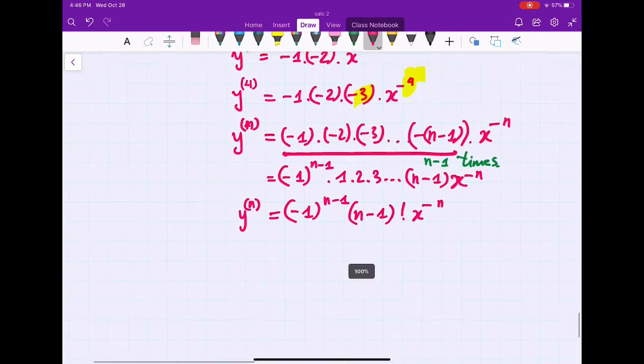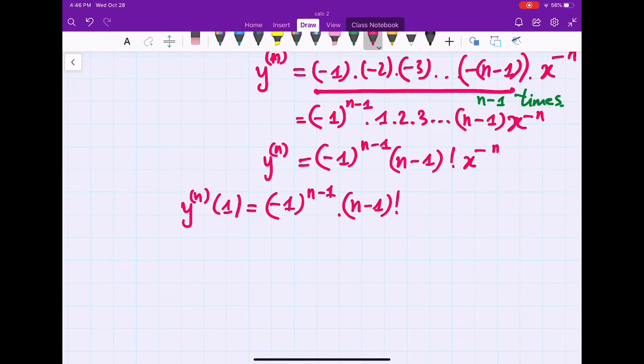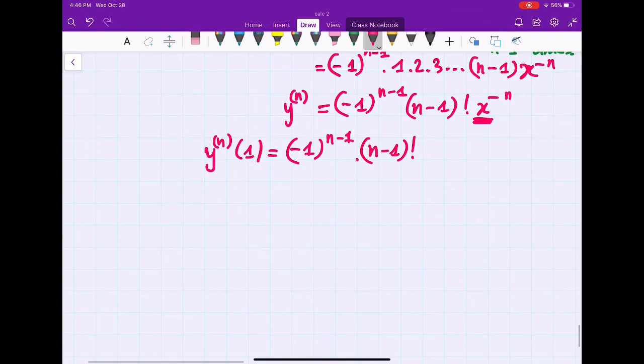And then we write the formula. That's it. You see when x equal to 1 in here, everything looks good. The nth derivative at 1 is negative 1 to the n minus 1 times n minus 1 factorial, because this term is just 1. Okay, I think now we are ready to write the Taylor polynomial for ln of x.